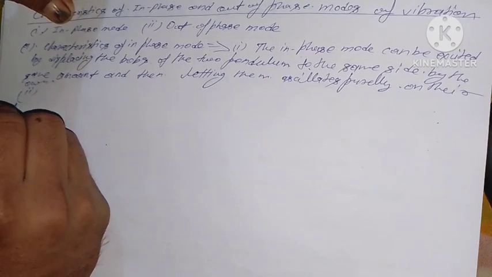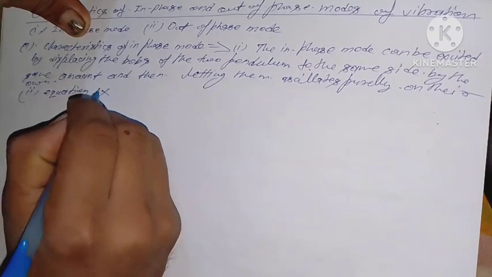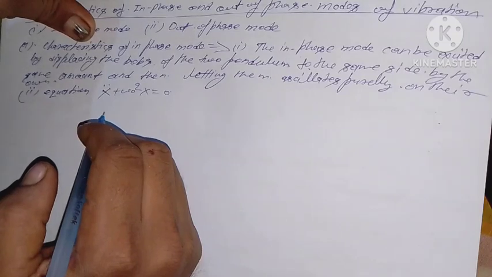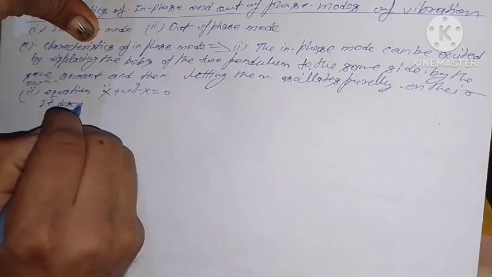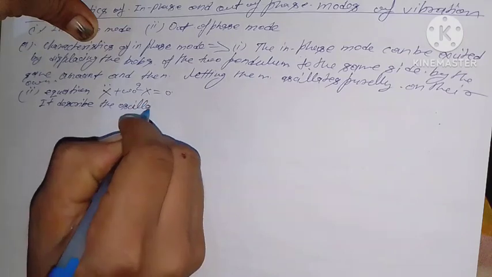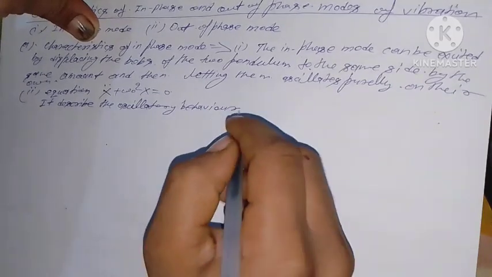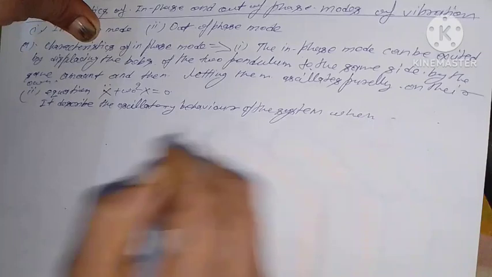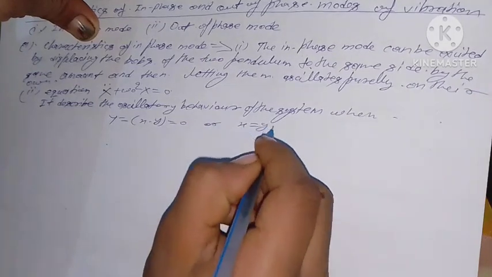Second point. The equation of the in-phase mode is the double derivative of x plus omega naught squared x equal to 0, and it describes the oscillatory behavior of the system when x minus y equal to 0, or x equal to y.